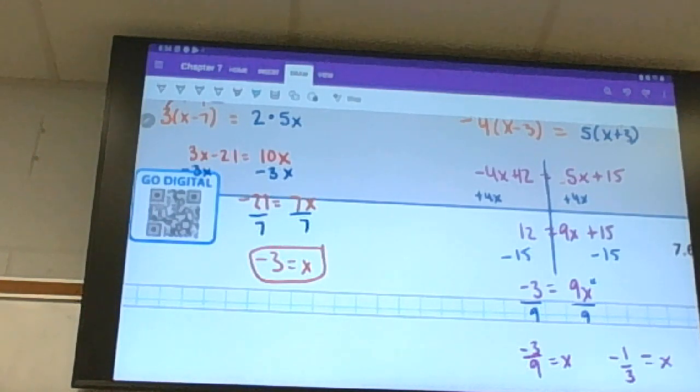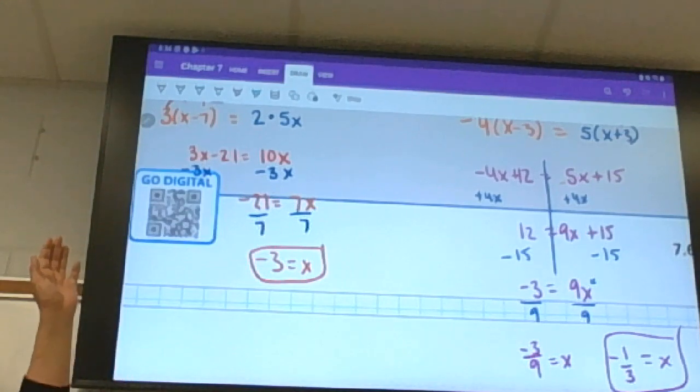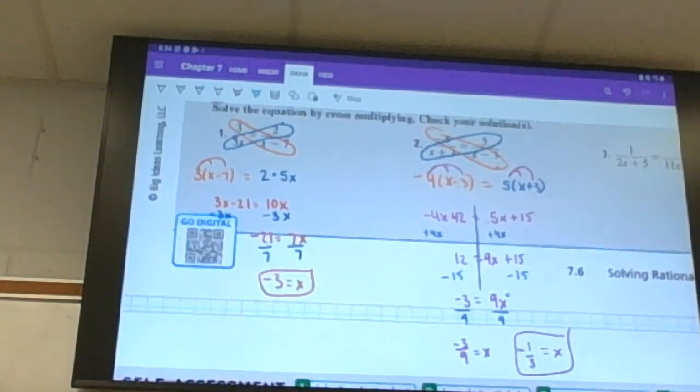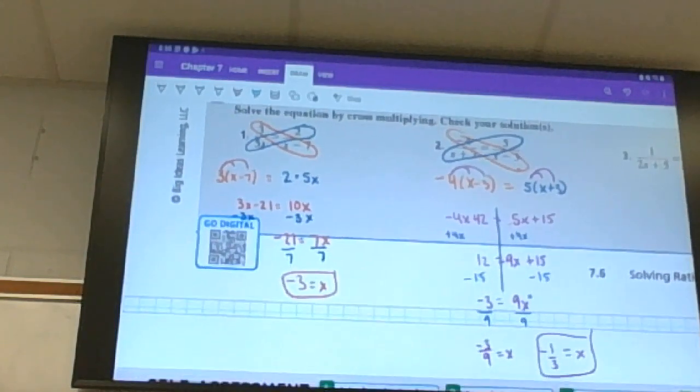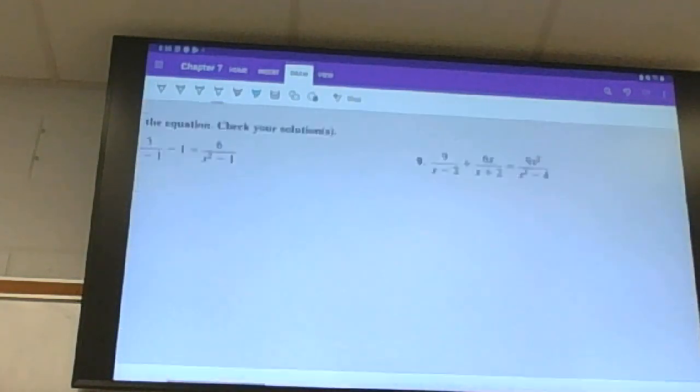That one was a little more difficult. Did anybody get that one right? Negative 1/3. Okay. There we go. Any questions on bell work? All right, let's check yesterday's assignment, and then we'll get into today's problems, which is a little bit trickier, but also really, really great.